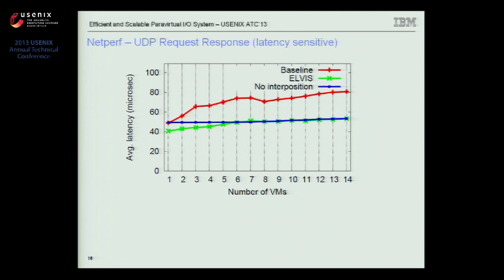We also, of course, measured latency. You can see here that Elvis was able to keep latency close to no interposition or even better. Baseline latency increases as we start adding more and more virtual machines. You don't see baseline plus affinity here because latency starts increasing exponentially, and just for the sake of clarity of the graph, we didn't add it.